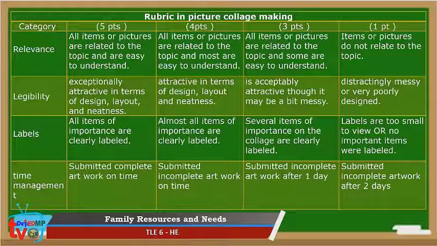Under the labels category, you'll get 5 points if all the items of importance are clearly labeled. 4 points if almost all the items of importance are clearly labeled. 3 points if several items of importance on the collage are clearly labeled. And 1 point if labels are too small to view or no important items were labeled.